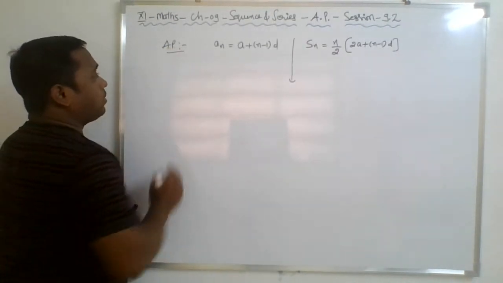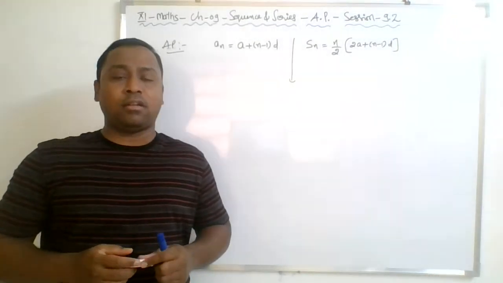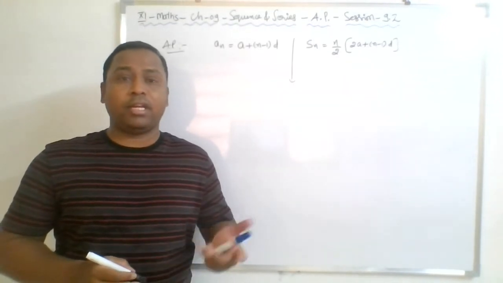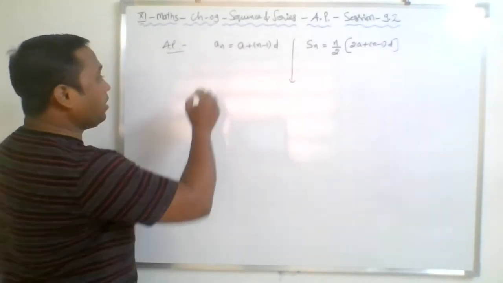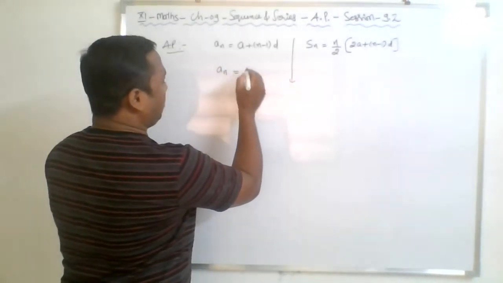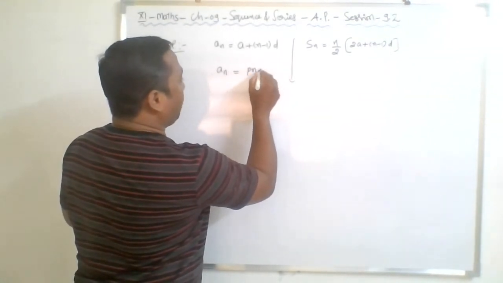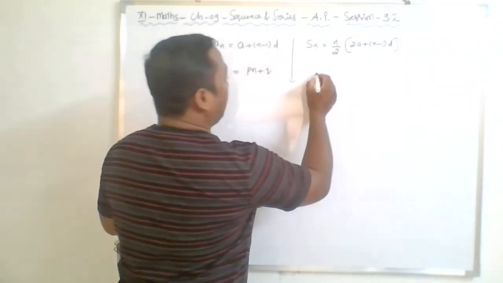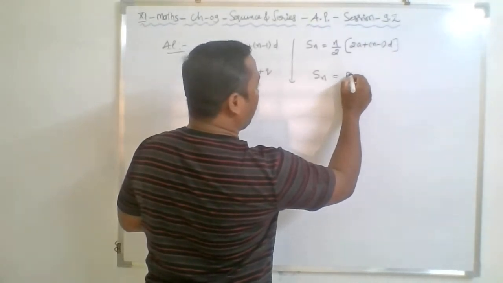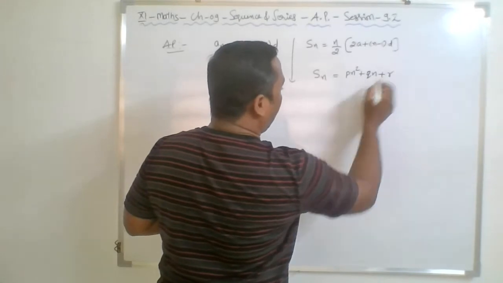But sometimes you will also see in some questions that the nth term and Sn formula of the AP are given in expression form. For example, the nth term of an AP is expressed in the form pn plus q, and the Sn formula of the particular AP is given in the form pn square plus qn plus r.